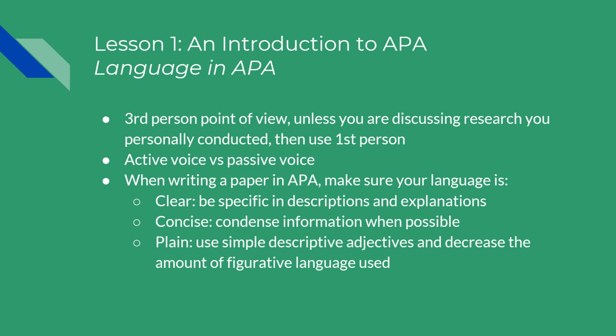When writing in APA style, it's typically preferred that you use a third-person point of view unless you're discussing research that you personally conducted, like a study that you completed, not just research in a database. It also prefers that you use active voice versus passive voice, and it outlines that you should use language that is clear, concise, and plain. And so you want to make sure that you're using a formal and professional tone when you're writing in APA rather than writing in casual language like you would when you're speaking to a friend or something like that.